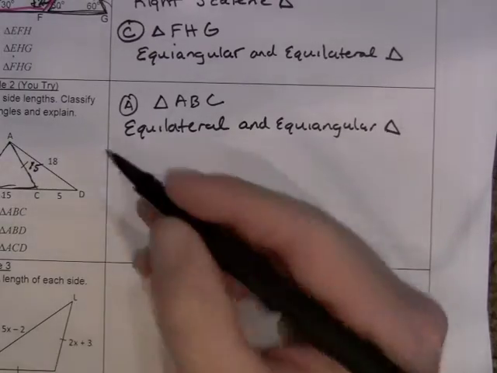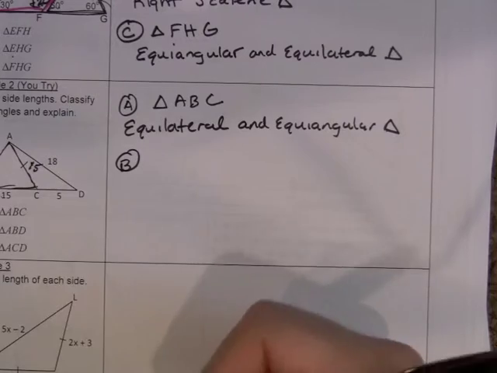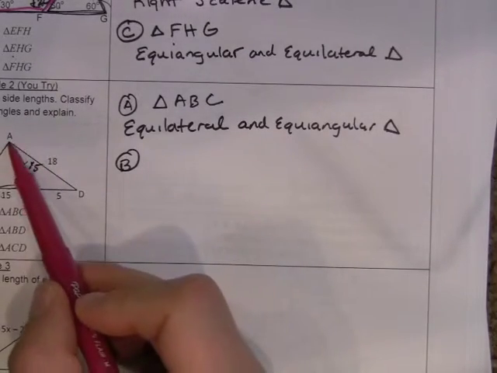Okay, that was A. Now let's go on to B. In B, we're going to do triangle A, B, D.